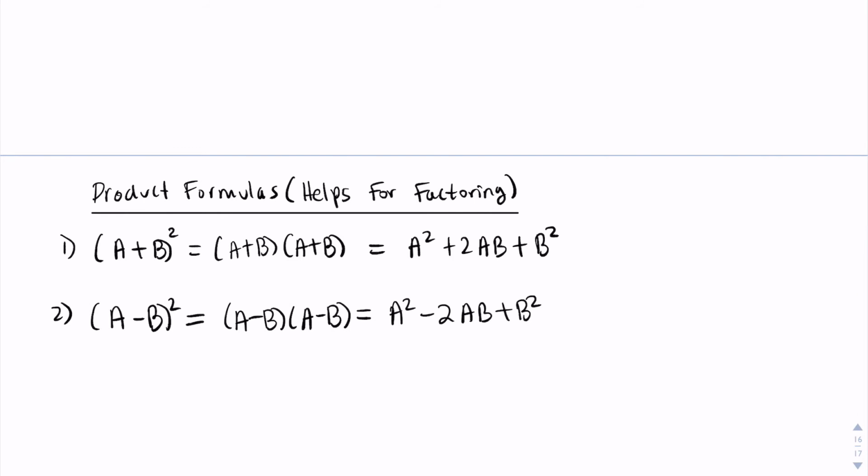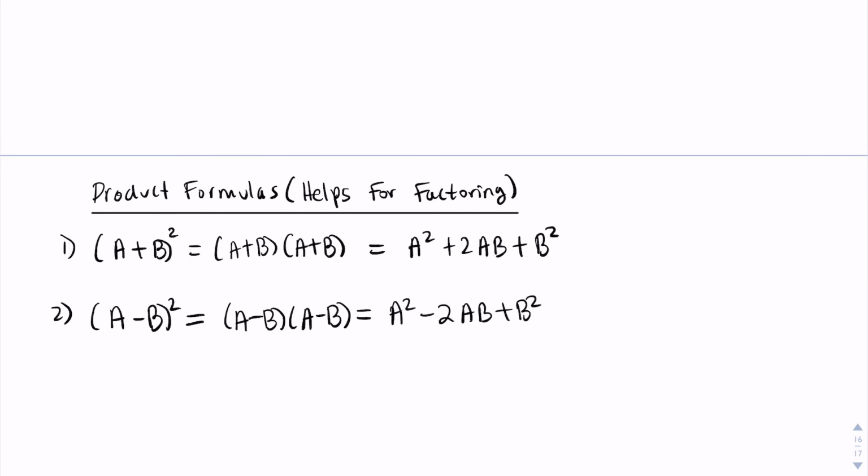But how do you get this? Again, you distribute it the way that we did before. A times a will give you a squared. A times negative b will give you negative ab. Negative b times a will give you negative ab. And negative b times negative b will give you b squared. We combine the middle terms because they're like terms.